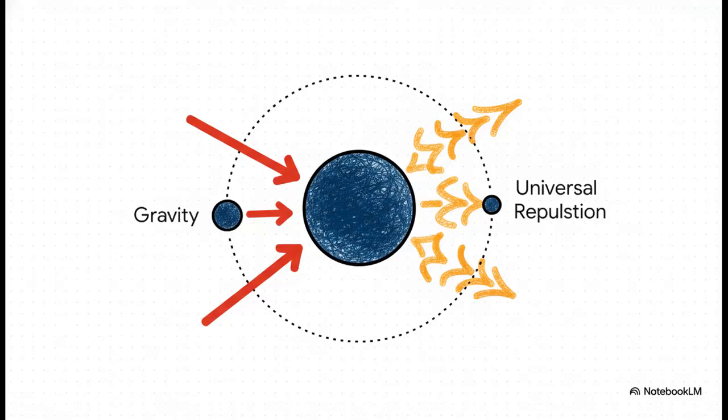The text gives us a fantastic physical example of how this works. We all learn about gravity, right? The force pulling things together. But this model says for that to exist, there has to be an equal and opposite force, a universal repulsion, pushing everything apart. And it's the perfect dance between these two that keeps planets in their orbits. Without repulsion, the universe would just collapse on itself. Without gravity, it would fly apart into chaos.